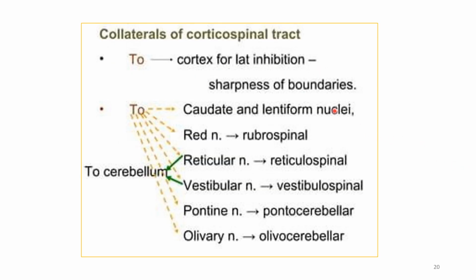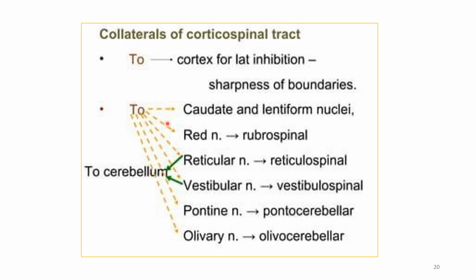The collaterals of corticospinal tract. Some collaterals will arise from the corticospinal tract. So where will they go? To the opposite cortex for lateral inhibition. Why is lateral inhibition necessary? For the sharpness of the boundaries.